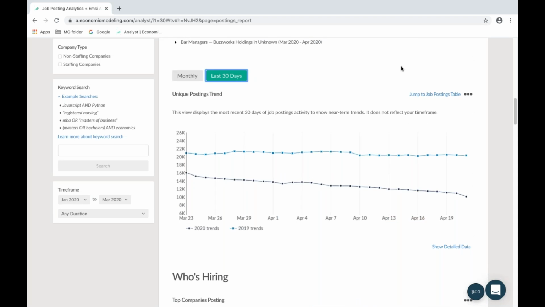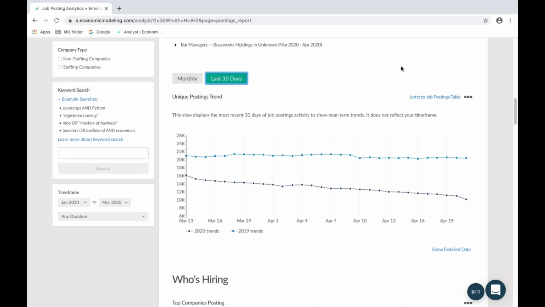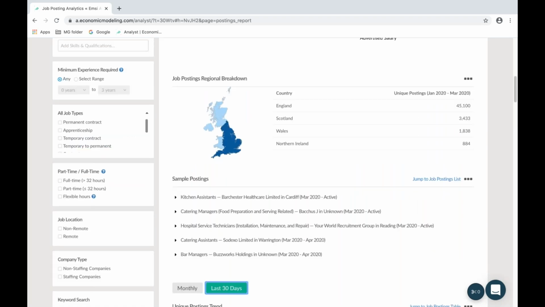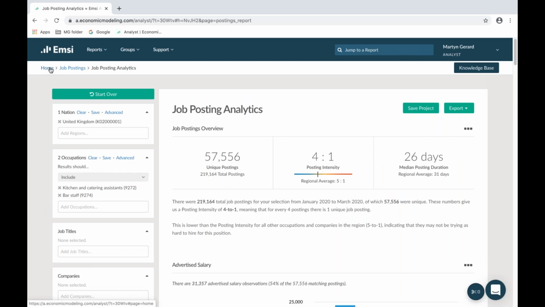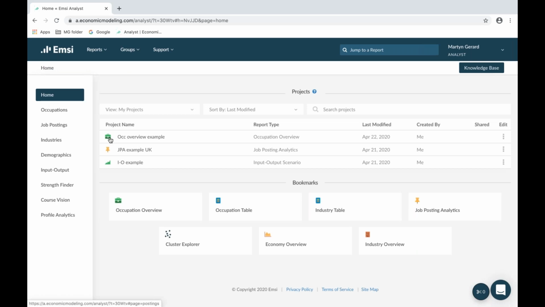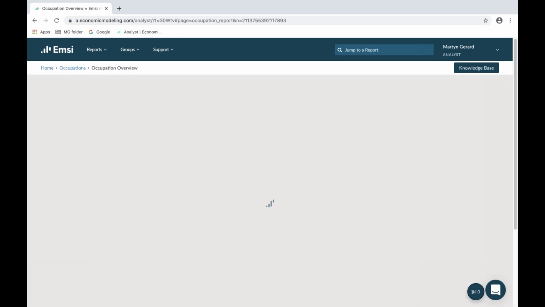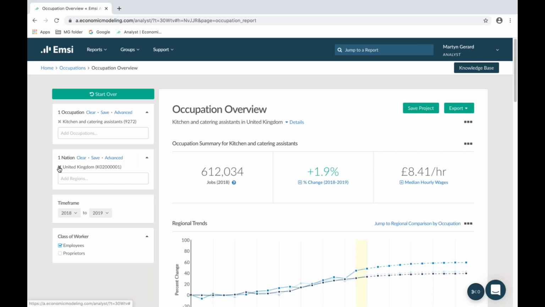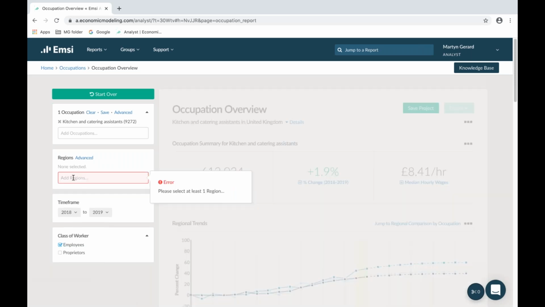Brilliant, thank you. Okay, so we've had a look at the job postings. Where will we be able to look at claimant counts? I'm assuming that's in occupations. Yeah, it'll be in the occupation overview, so we can go to that report. If we look at this particular example, staying with kitchen and catering assistants, we spoke before about maybe changing the area to Greater Manchester, because that's one of the areas affected, or with a high concentration of those staff.